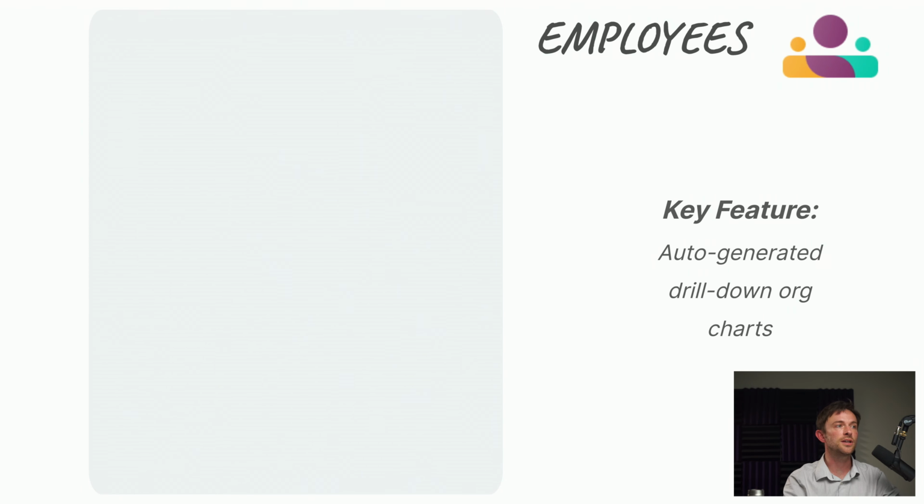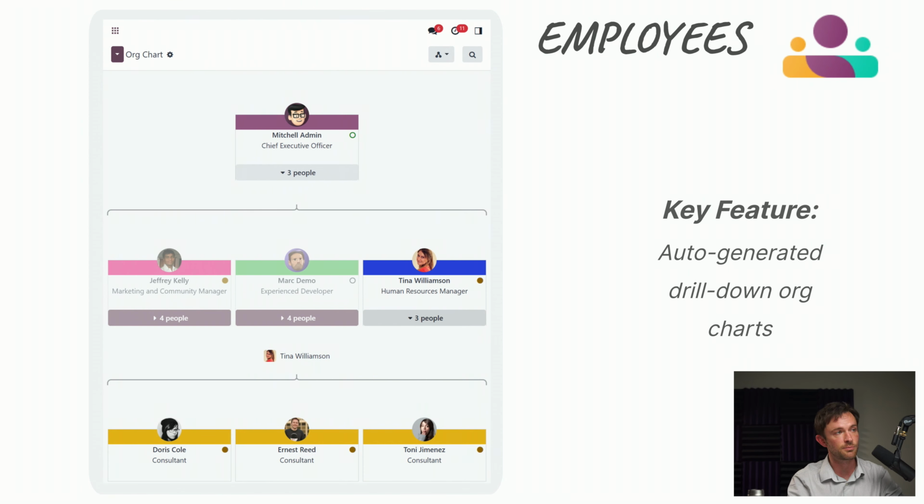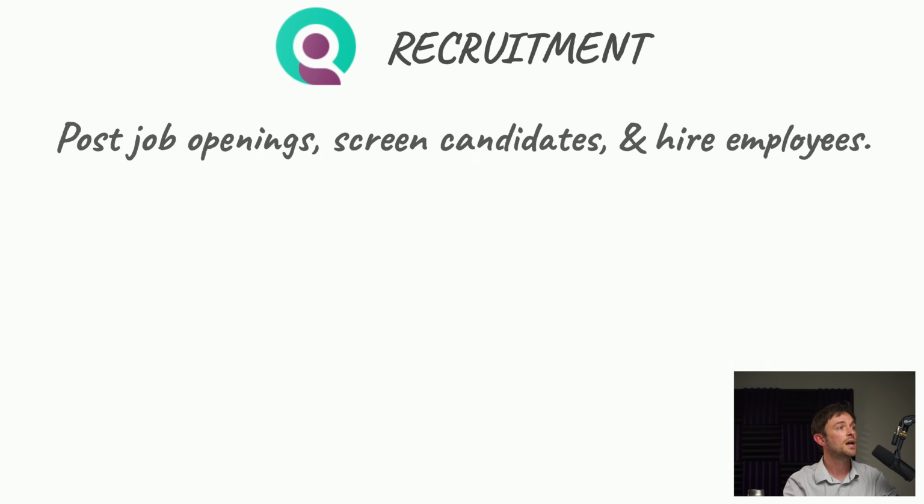I'll just very quickly show off the auto-generated employee hierarchy organizational charts. And they're nice and drilled down too. So if it says that somebody manages 3 people, for example, you can click on it and see, oh, who are those 3 people? Nice and easy to visualize. Sometimes it's helpful when you're learning the ropes.